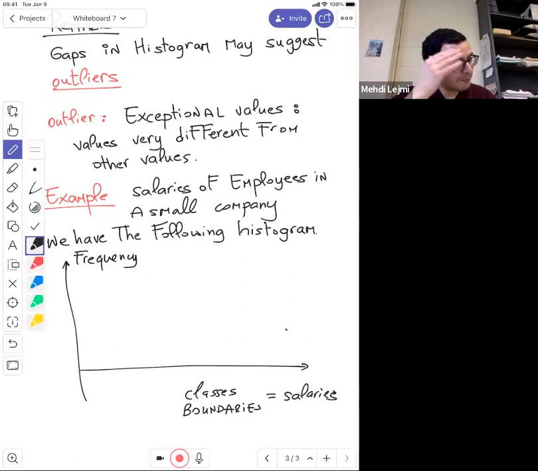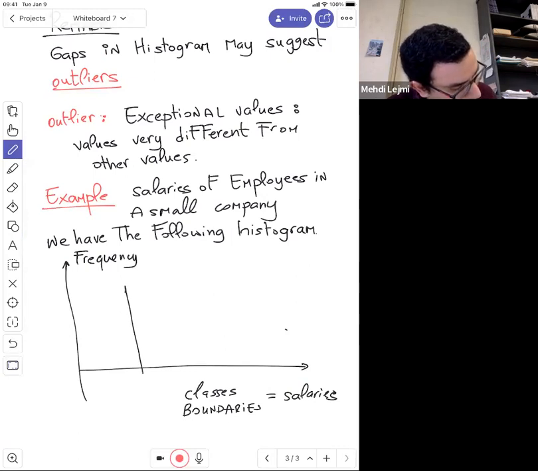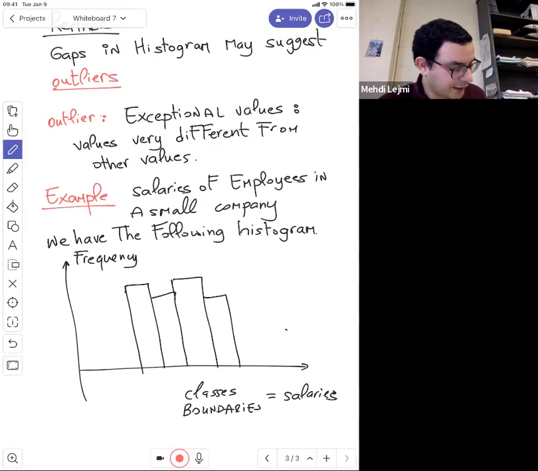So let's say we have the following histogram. We have all these classes. And then let's say you have 2 classes with 0 frequency. And then the last class has 1 as frequency, right? So the frequency of the last class here is a very small frequency. Let's say this is just 1 here, okay? Etc.